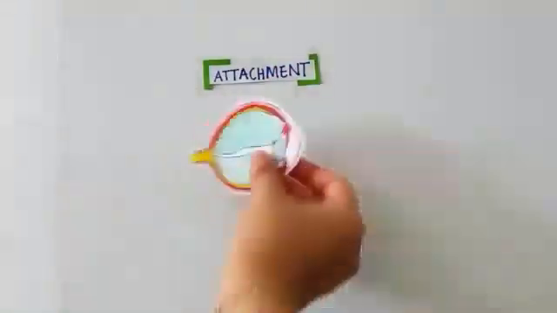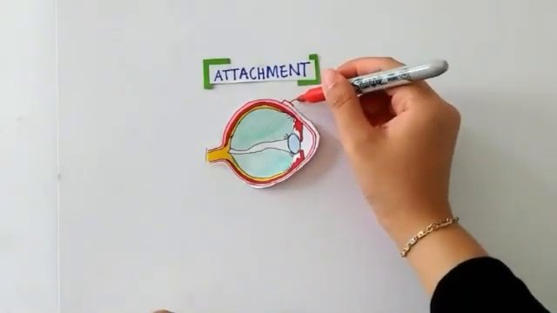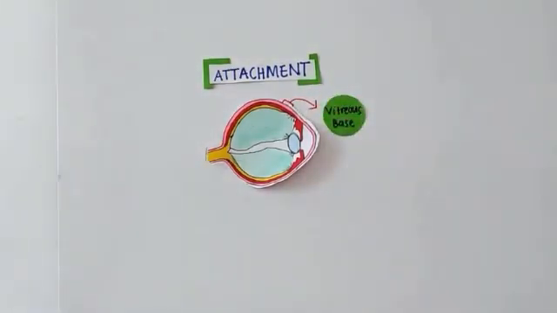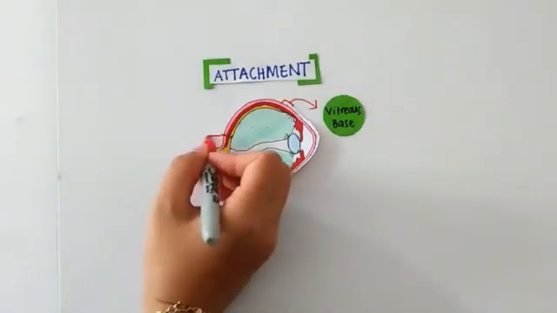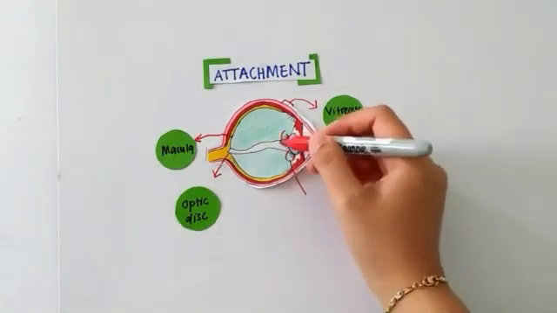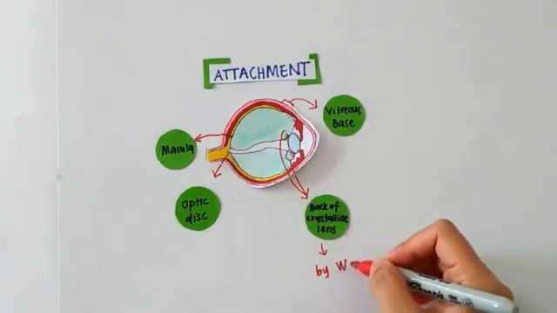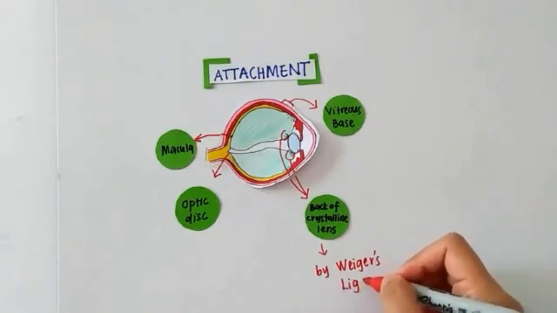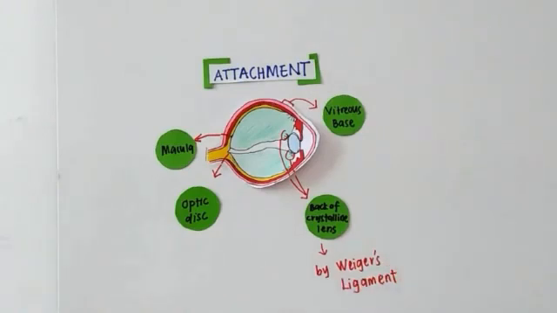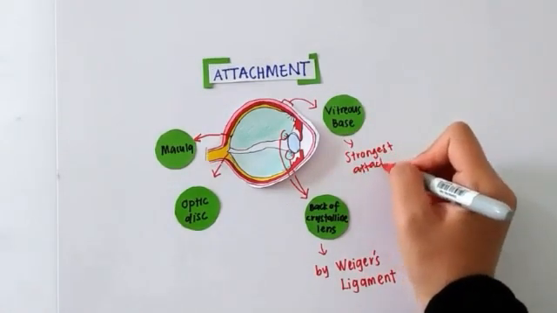Let's move on to the attachment. The attachment of the vitreous humor is mainly at the vitreous base, which is here. And there are also some additional attachments, which are the macula, the optic disc, and also the back of the crystalline lens by the hyaloideocapsular ligament of Wieger, also known as Wieger's ligament. Also, the strongest attachment of the vitreous humor is at the vitreous base.